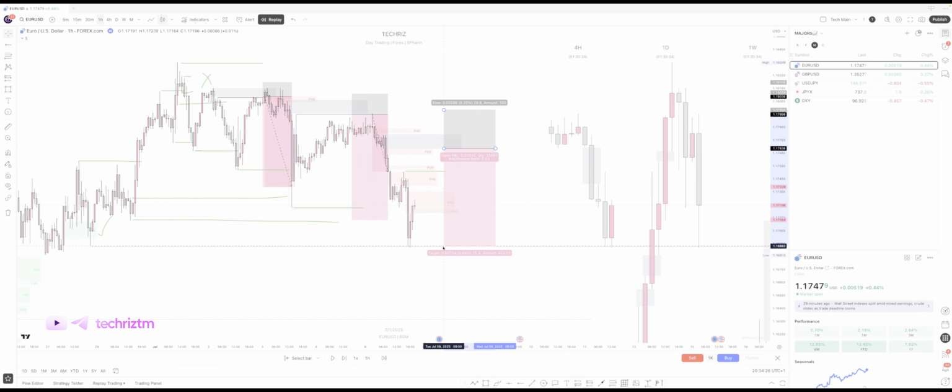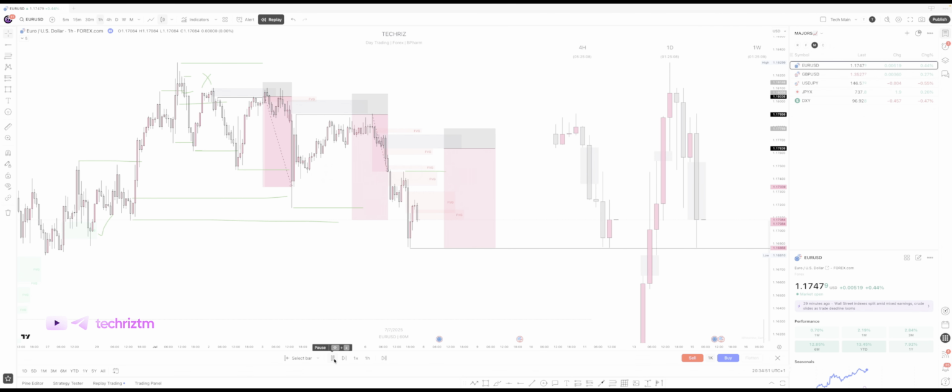Although stop, your take profit is supposed to be on the low, right? On this low. And then this is 5.02. So let's see how it goes. Playing the replay.